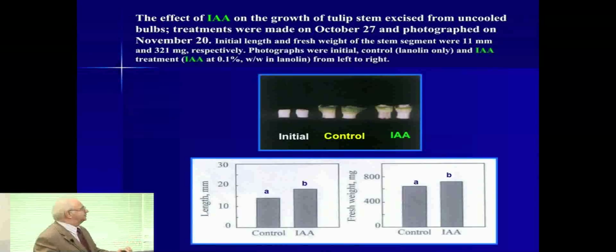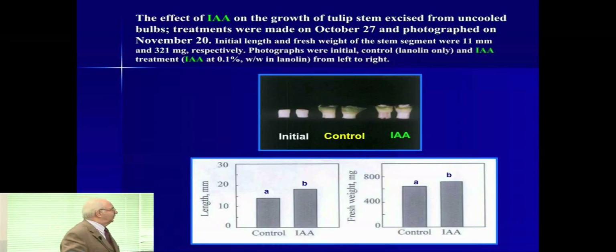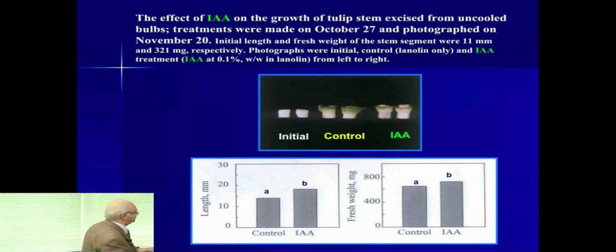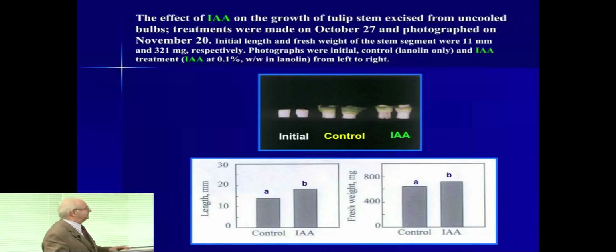The next question was, what if we isolate the explants directly from tulip bulbs without planting? So we have tulip bulbs, inside we have flower buds. What if we isolate the explants? This experiment was made on October 27. If we applied auxin to this kind of explant, we observed almost no reaction, no growth. So when applied very early, after flower bud formation, there is no reaction to auxin.